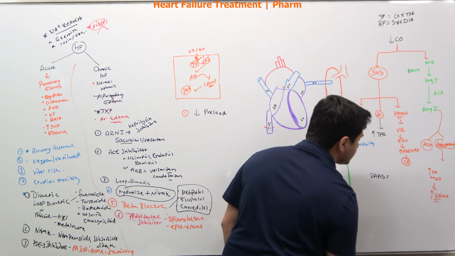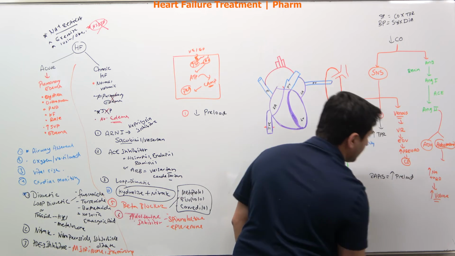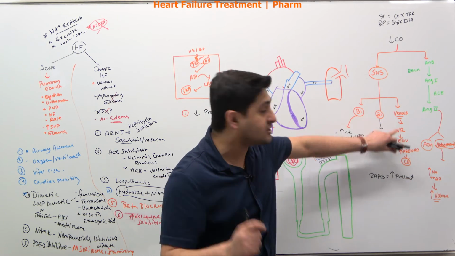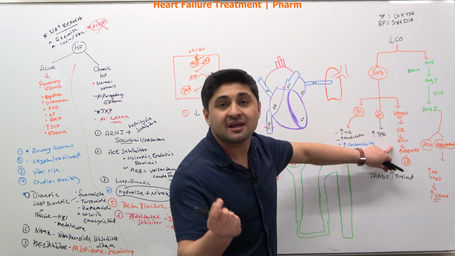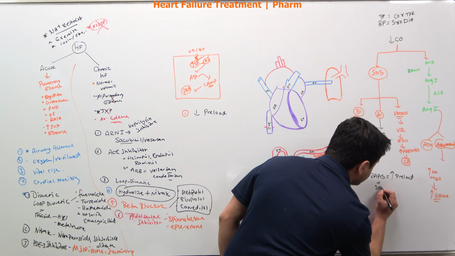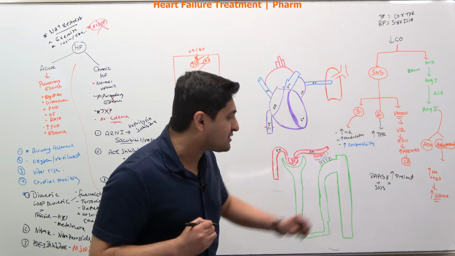Your RAS system is adding what? Increasing what? Preload. That's what they're doing, right? Plus also the sympathetic nervous system, by doing a vasoconstriction, is increasing the venous return and also increasing the preload, right? So RAS plus the sympathetic nervous system, both are leading to an increase in preload. That's what these guys are doing, right?